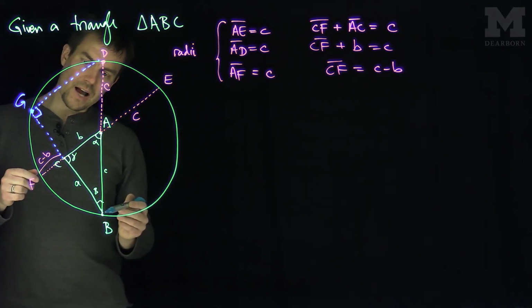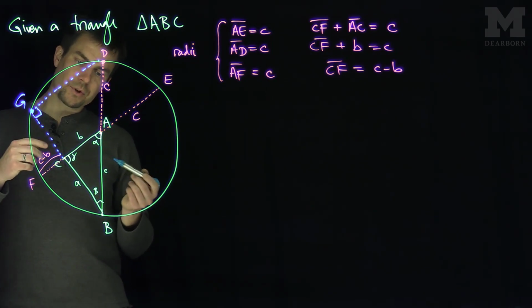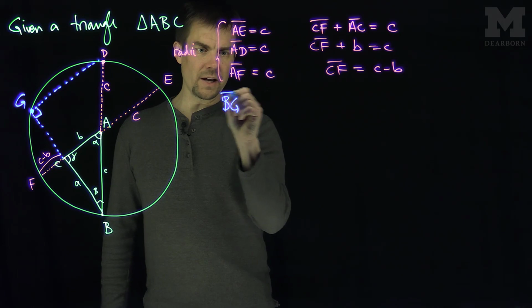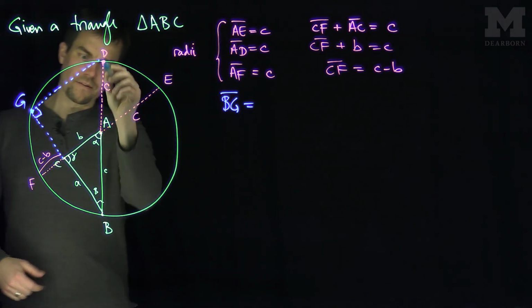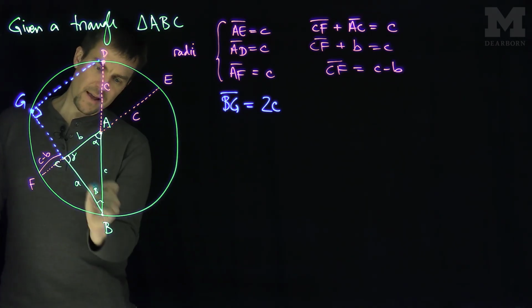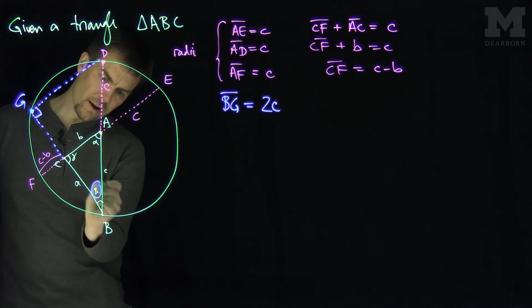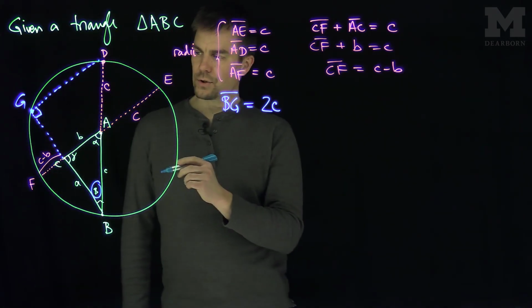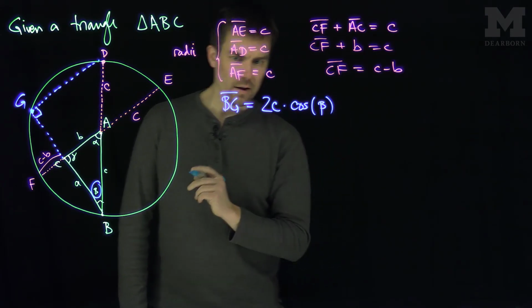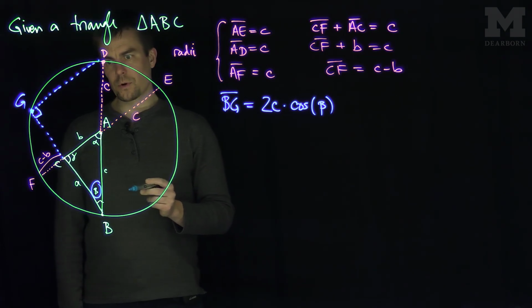So what I'm going to do now is use some trigonometry. I know that the length from B to G will have a hypotenuse of 2c. That's my hypotenuse of this triangle. And that is the adjacent side to the angle of beta. So that will be 2c times the what? Times the cosine of that angle beta. So that's the whole length over there.